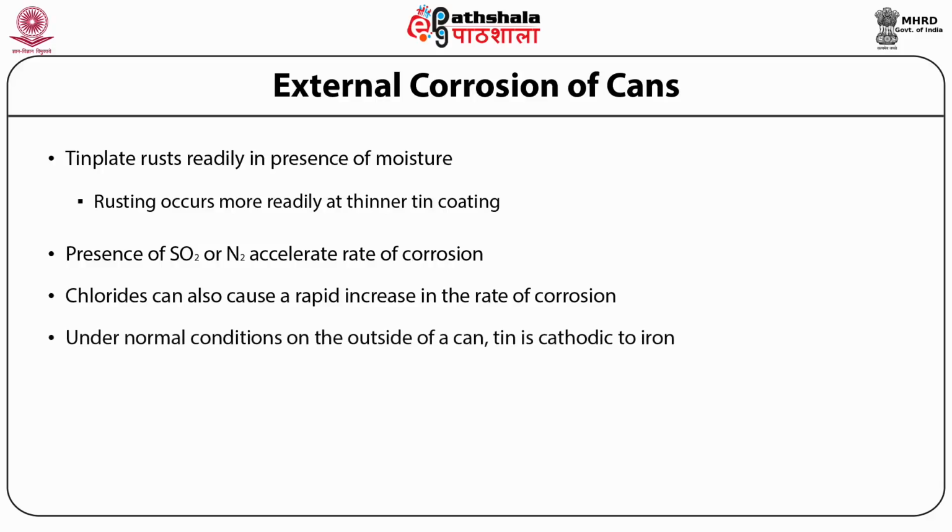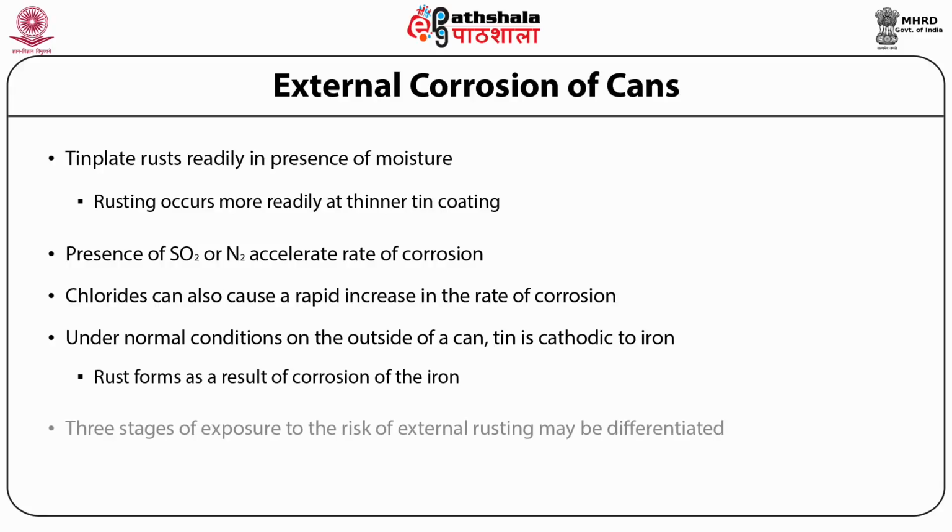Under normal conditions, on the outside of a can, tin is cathodic to iron, and when a galvanic cell is set up at pore sites, the attack on the iron is accelerated by the presence of tin. Rust forms as a result of corrosion of iron. Three stages of exposure to the risk of external rusting may be differentiated: thermal processing, cooling of cans, and storage.